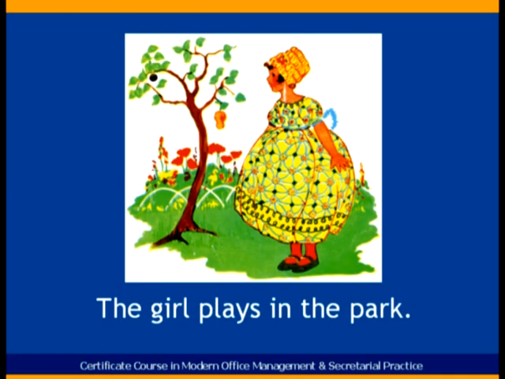Let's look at this sentence. The girl plays in the park. What is the verb in this sentence? How do you think you will find the answer to that question? Yes, you would ask yourself, what is the girl doing? Think of what you have already learnt about verbs. Take a few minutes to discuss the answer with a partner. The answer is plays.